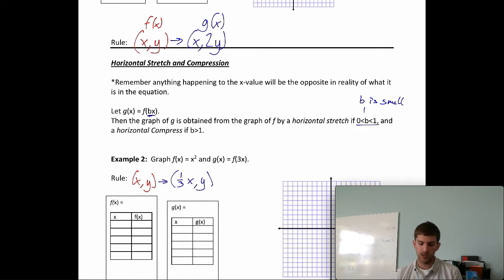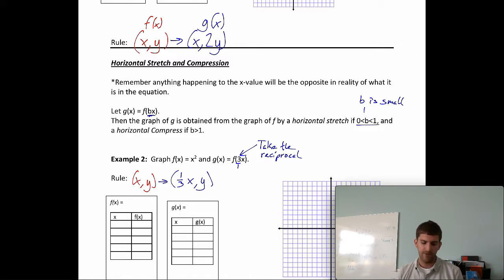Now the best way we can remember this is take the reciprocal. You're often used to thinking about reciprocals with fractions. Well, 3 is not a fraction. Well, sure it is. It's 3/1. Take the reciprocal of whatever's being multiplied by x. So if it's 3x, what you're going to see in the rule is going to be the reciprocal of what you're doing.